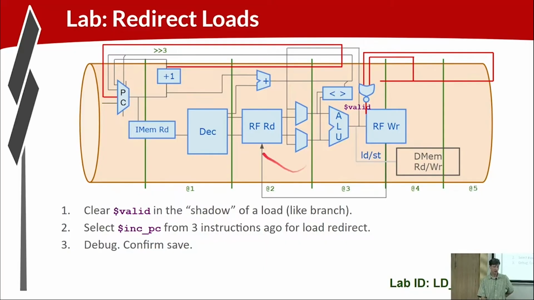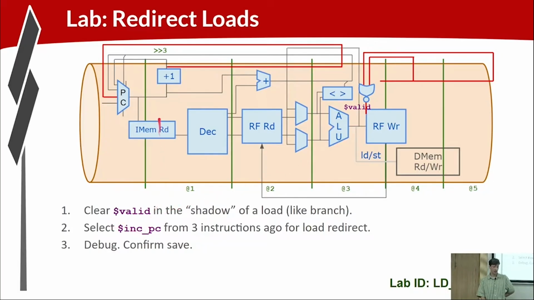So the first step is to implement the redirect. So we've already done a similar redirect for taken branches. This will look similar. So we have this valid logic that is considering the shadow currently of the taken branches. We want to factor into this logic also load instructions. So if the previous instruction was a valid load, or the one before that was a valid load, we want to squash this instruction.